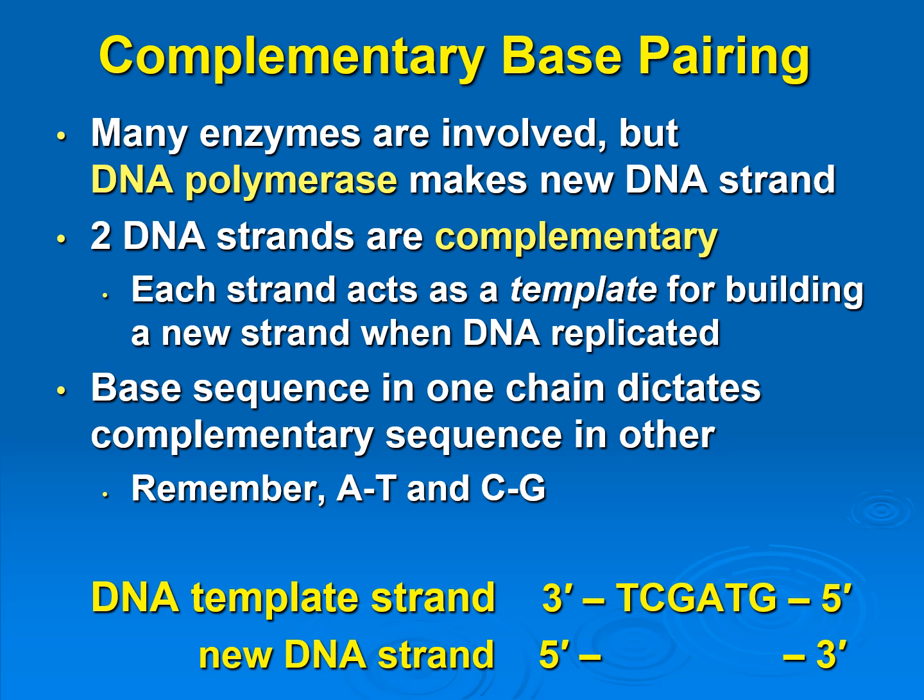So if we have a T in the old strand, the new strand would have an A. And then if we've got a C in the old strand, we'd have a G in the new strand. And then if we have a G, we have a C, and an A would go with a T, a T would go with an A, and then our last one would be a C.